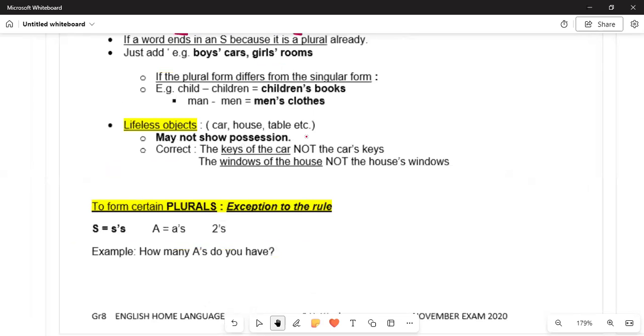If we move on, we'll see lifeless objects. These are just ordinary objects, which can be a house, a table, and so on. They may not show possession in this way. Correct: the keys of the car. I highlight this one, underline this one. The keys of the car, not the car's keys. The windows of the house, not the house's windows. Those are the objections which we use to show that.